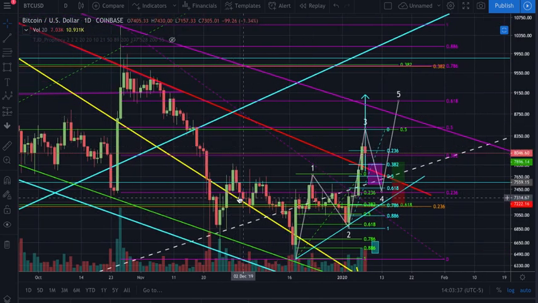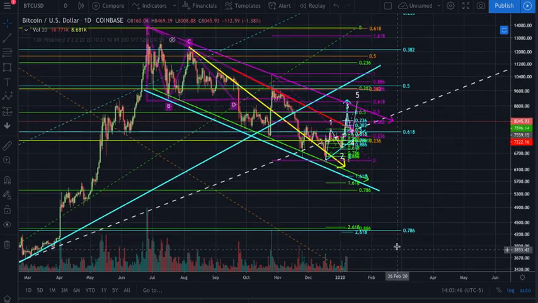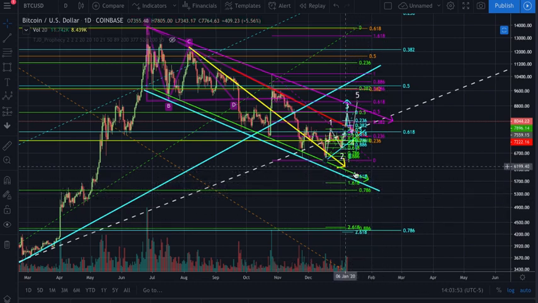So now if we come from the 618 and come back up to the 0.5 and get rejected in this range here, what I would expect to happen is a continued sell-off back down to the next level. And that next level is going to be our 786. And if you see where the 786 would correspond, it's down here at the bottom of the channel, somewhere around the end of February, essentially is what we'd be looking at.